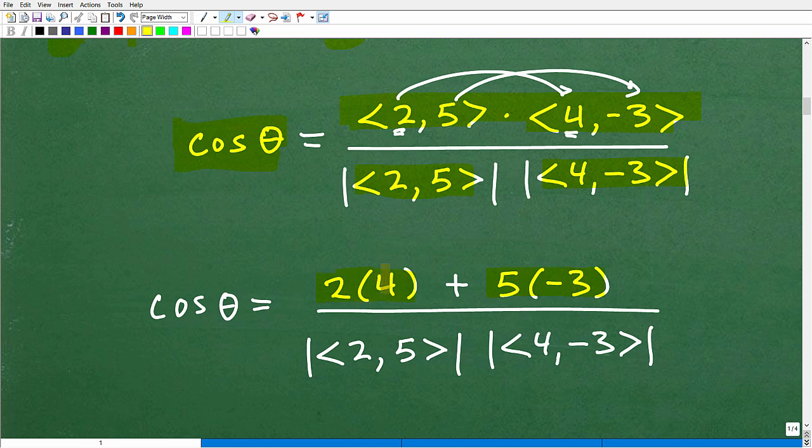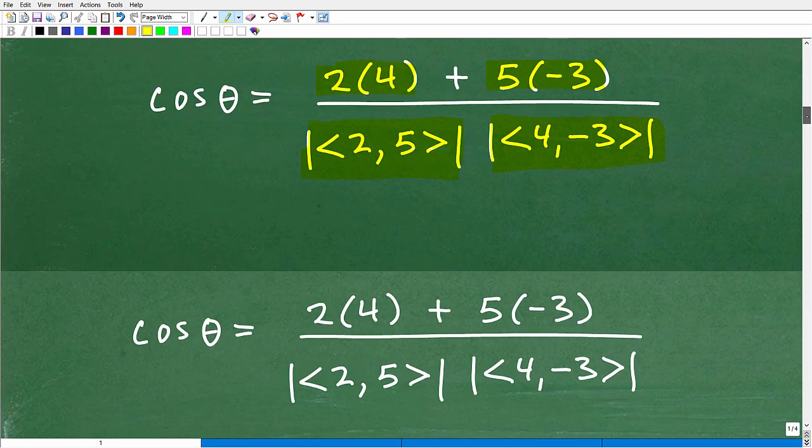This is going to be 8 plus negative 15. Of course, that's going to be negative 7, but we'll get to that in a second. All right, so that is the dot product. If you never knew how to find the dot product, this is how you find it. Not that difficult. All right, so now what we want to do is find the magnitudes of these vectors down here, and then we'll put all this together.